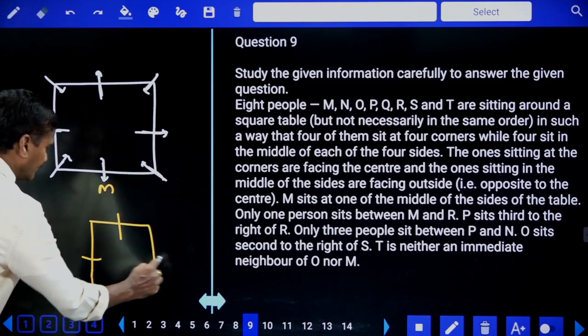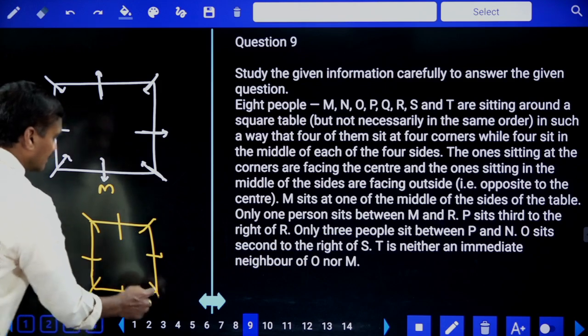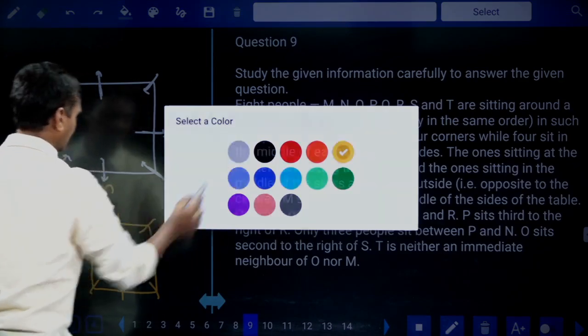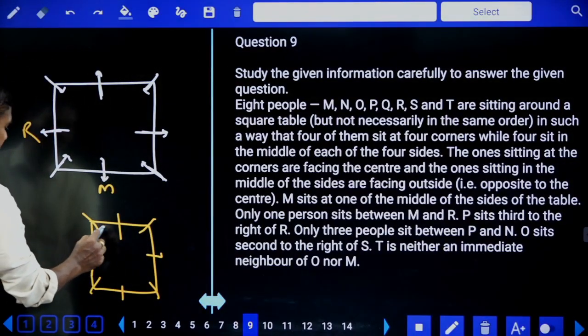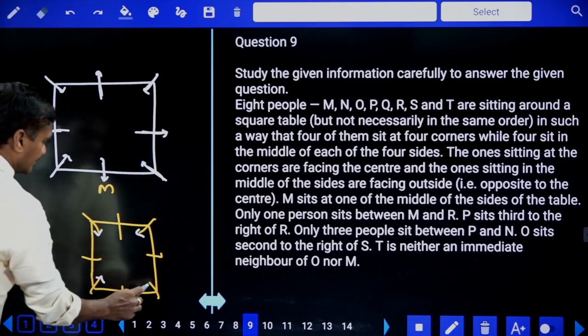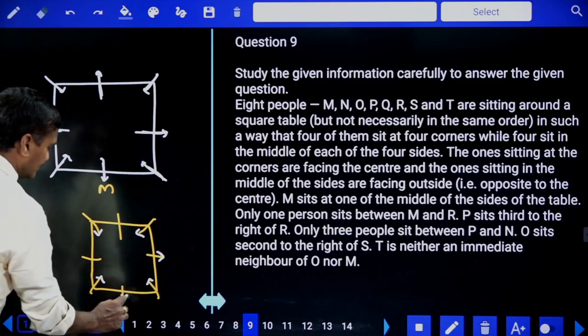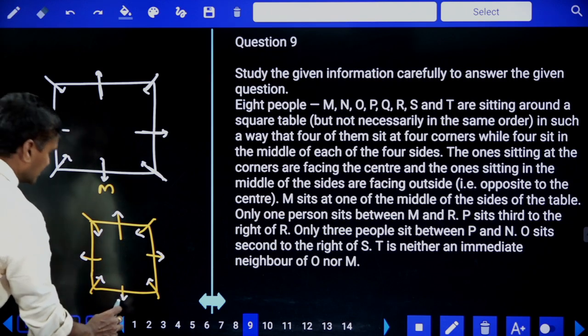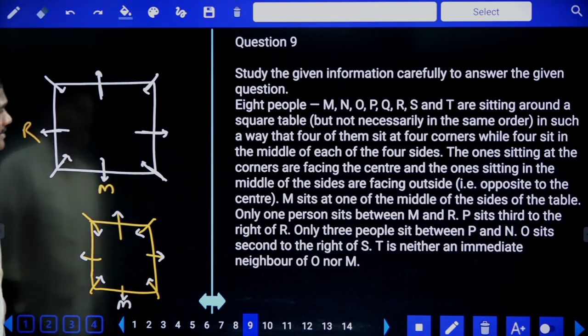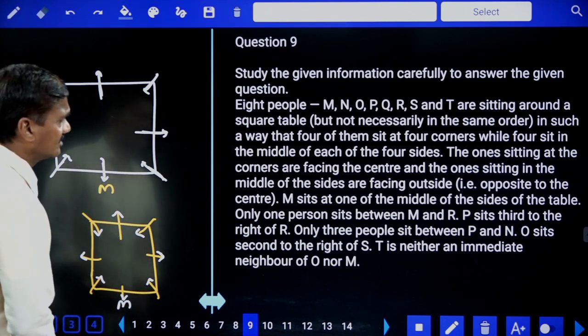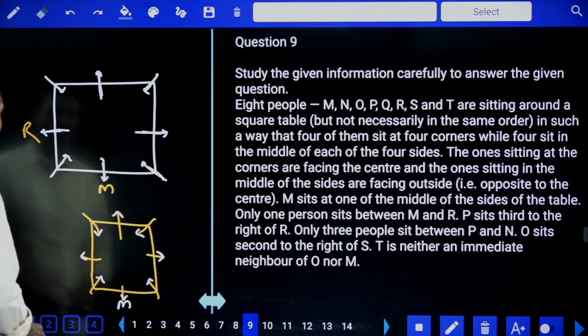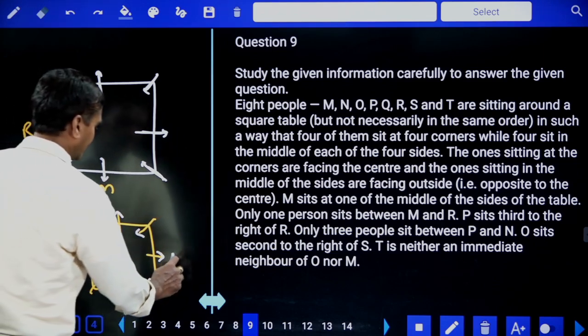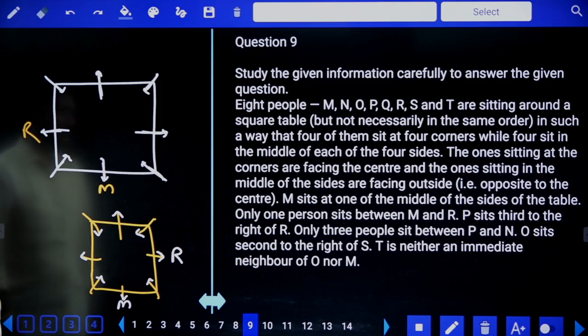1 2 3 4 5 6 7 8. Now in this one the persons who are at the corners. Corners are facing towards the center and centers are facing away from the center. Now in the first case we have taken M at this place, and next one M sits at one of the middle and only 1 person between M and R. R can be here. Done with this?